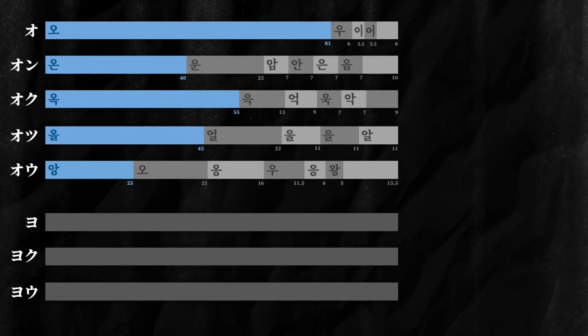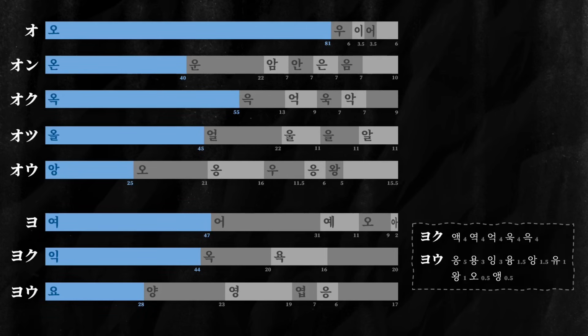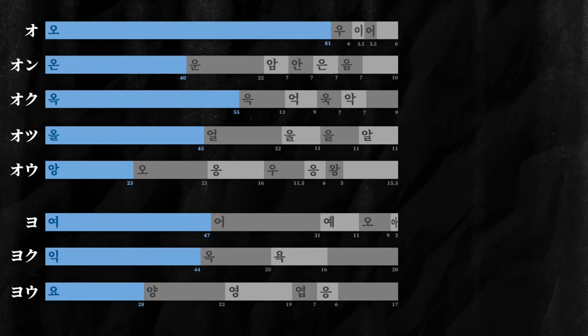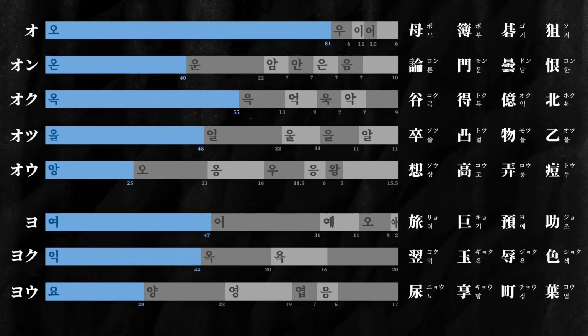Its iotated cousin is even less predictable. Yo most commonly corresponds to ya, yoku to ik, and yo to yo, so it looks like there's no clear pattern here. Not to mention, these are only the most common options, none of which break even 50%. Let's see some more examples.